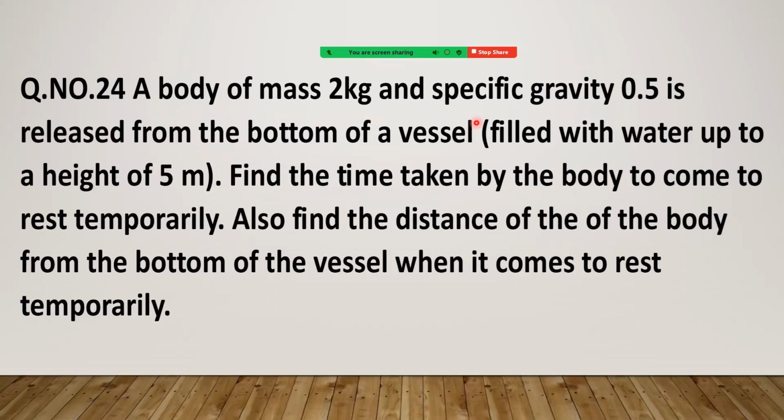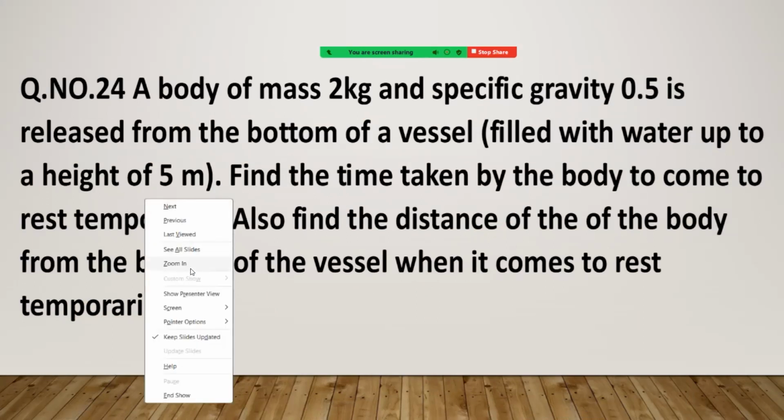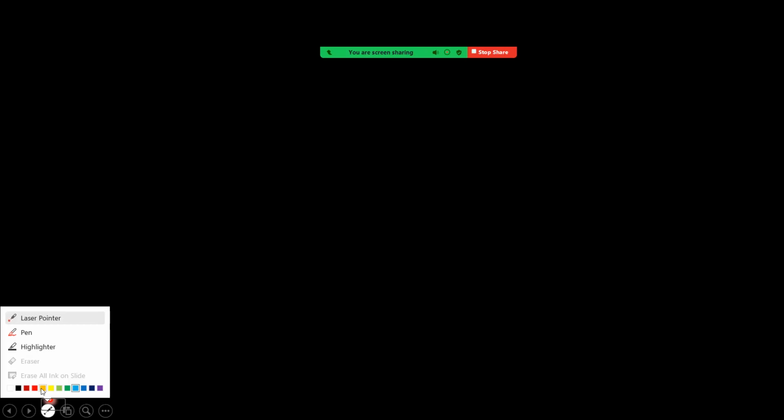A body of mass 2 kg, specific gravity half, is released from the bottom of a vessel. It is filled with water up to a height of 5 meters. Find the time taken by the body to come to rest temporarily. Also find the distance of the body from the bottom of the vessel when it comes to rest temporarily. Almost same as the previous question. The only change is now it is released from the bottom of the vessel. Okay. Right. First of all, see the given data.